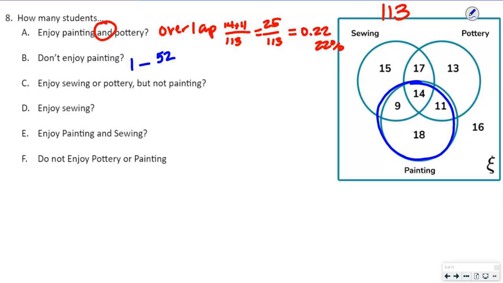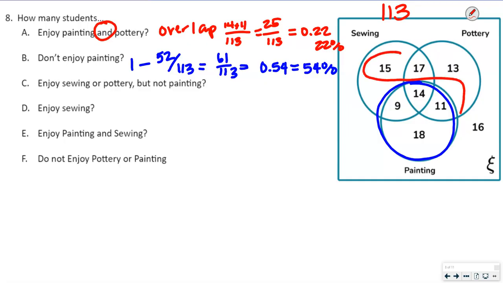So that's 52 over 113. And that equals, again, 61 over 113. That does not reduce. So that's 0.54. And that is 54%. Now, again, when it says not, we could have done everything outside of there. And in this case, that would have been as easy because there's 4 numbers and 4 numbers, right? So if we want everything but, we could have added those 4 numbers together, right? They don't enjoy painting, okay?